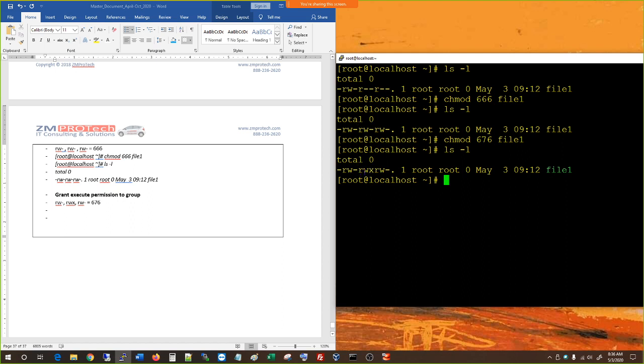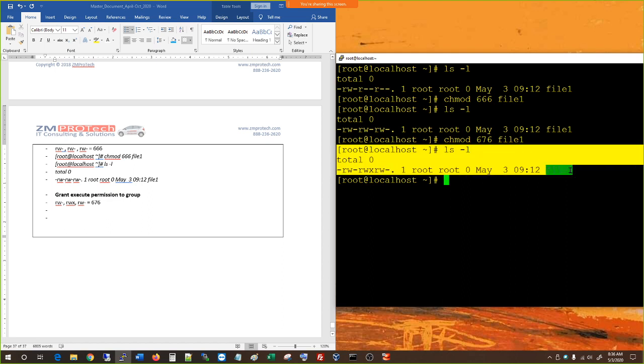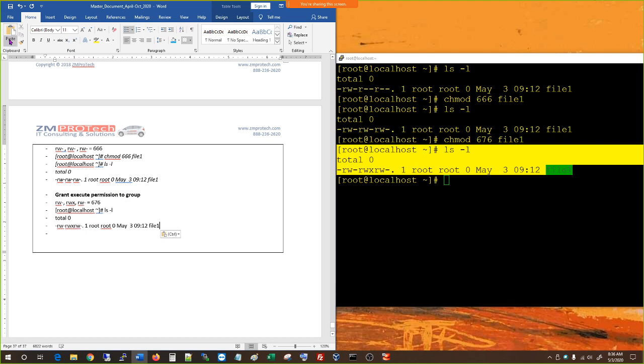So this part belongs to group here, and the group has read permission, write permission, and execute permission. Okay, so this part, this is the part that can't change, and over here this part got changed.